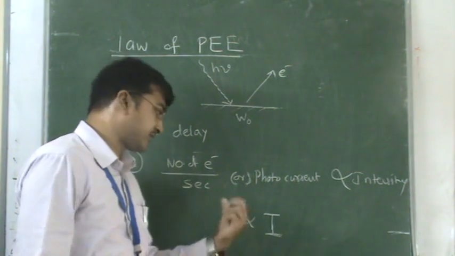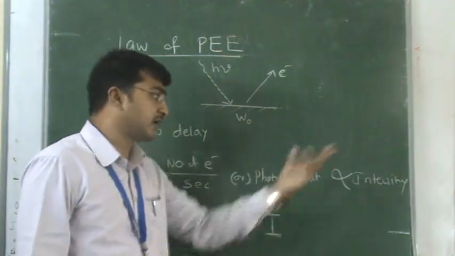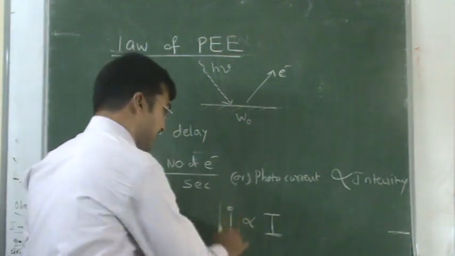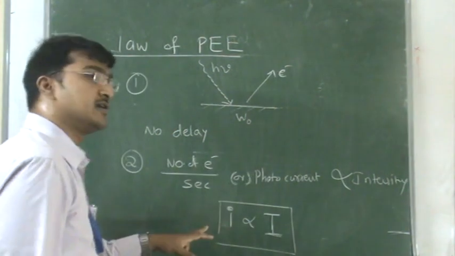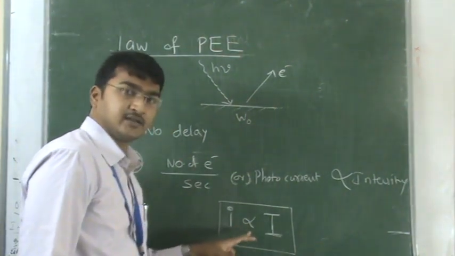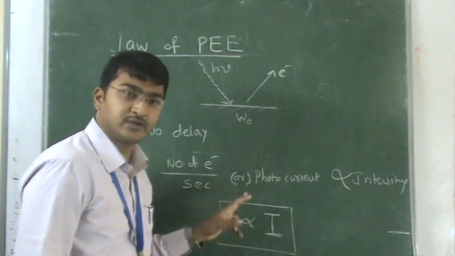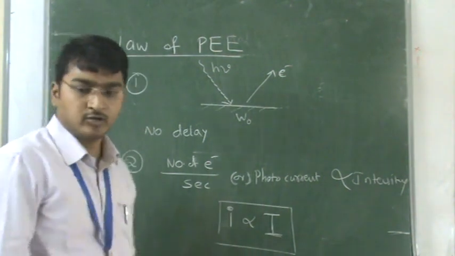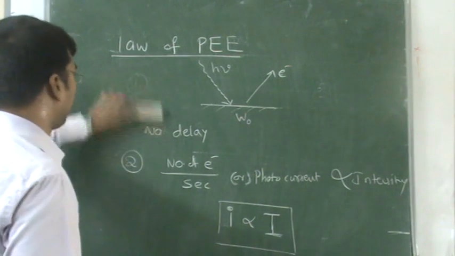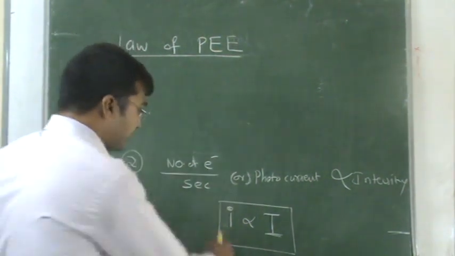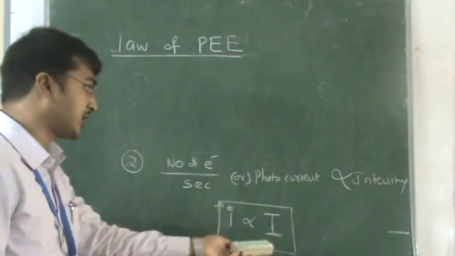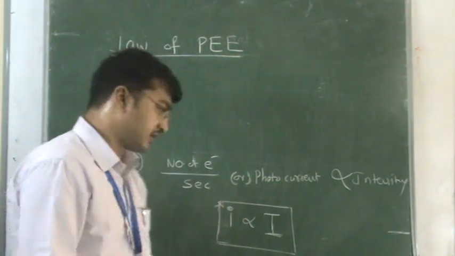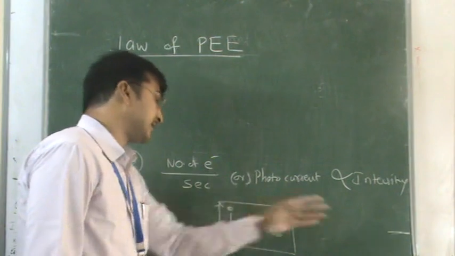Photocurrent is nothing but the number of electrons per second, directly proportional to capital I. Capital I indicates intensity. Just remember it. So the photoelectric current or photocurrent is directly proportional to the intensity of incident light. This is the second point, please make a note. In short form, remember like this: intensity is independent of frequency, independent of wavelength, independent of energy. Got it?